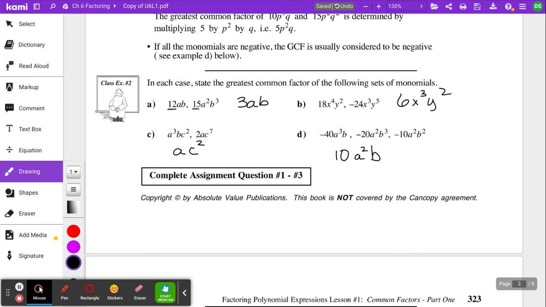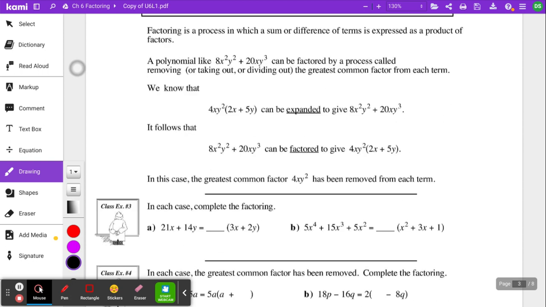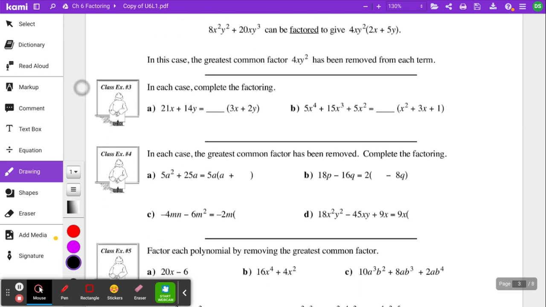Okay, so this is the first thing in all forms of factoring, Adrian. This will be the first thing you ever do: look for common factors. It's imperative. Okay, so I'm just going to show you how to do that.